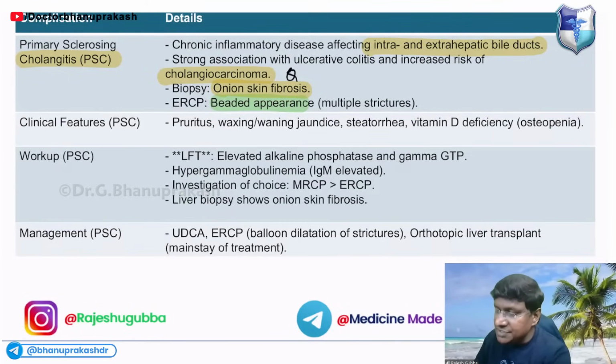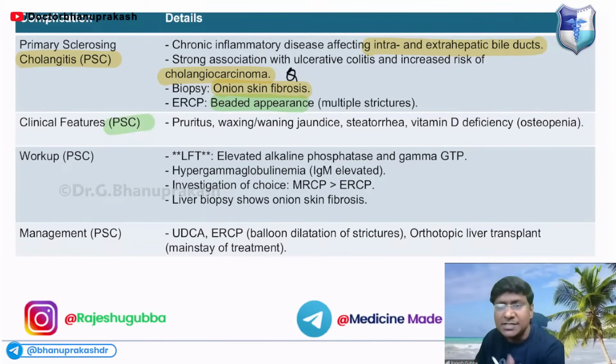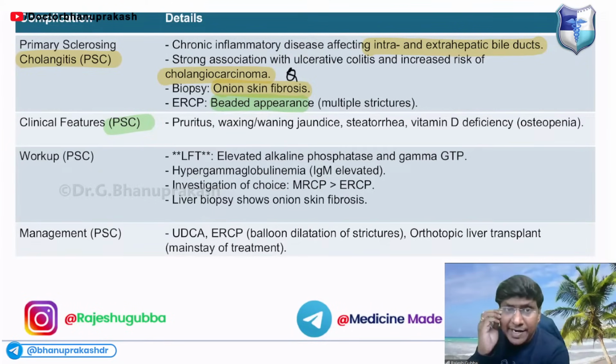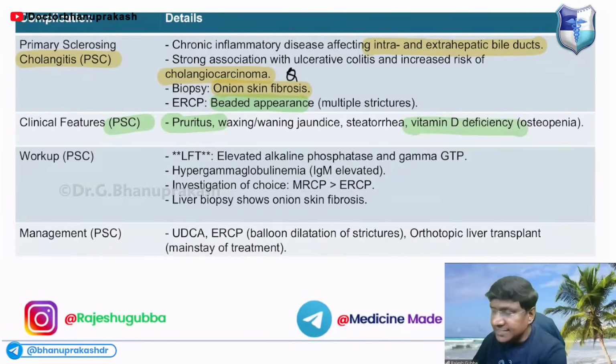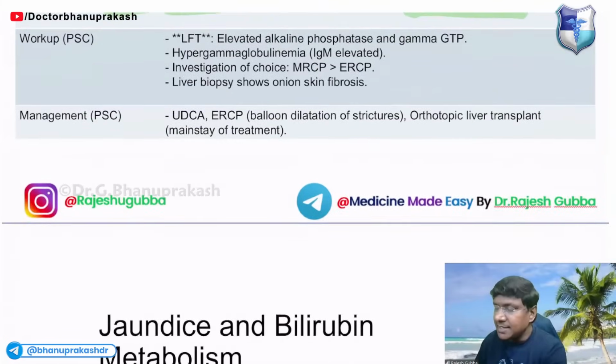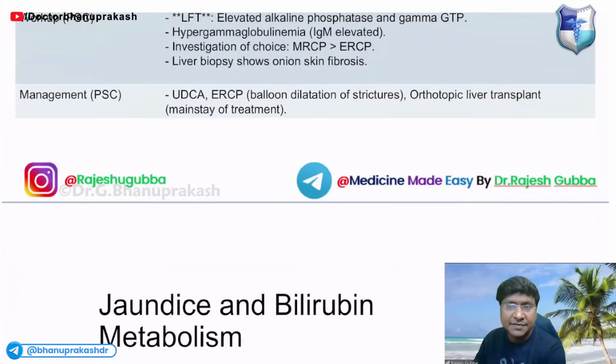What will be the clinical features in patients with primary sclerosing cholangitis? These bile salts and bile pigments accumulate within the skin. And you also have some opioid intermediate products that will be accumulated in the skin, and that will make the individual develop pruritus. And these patients will have osteopenia due to vitamin D deficiency, because the precursor of vitamin D is synthesized in the liver. And how will you be testing for this?